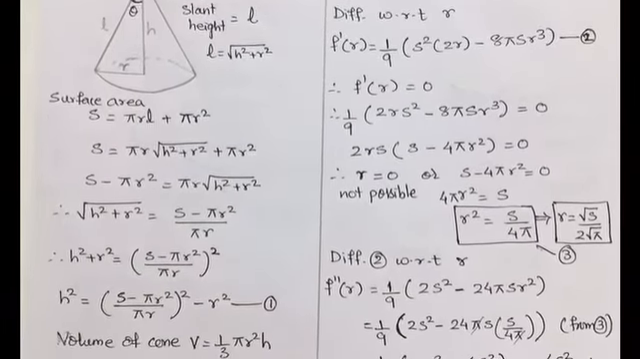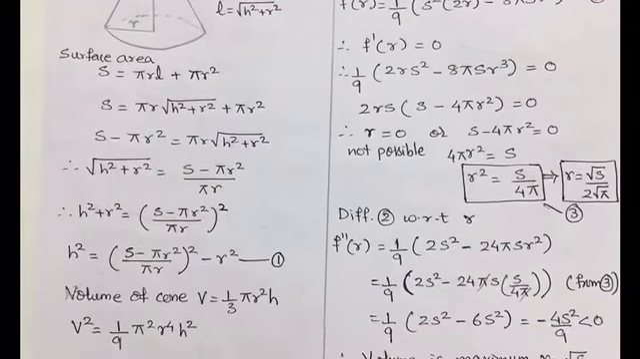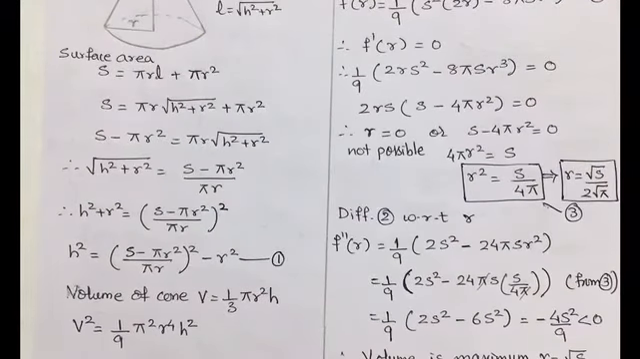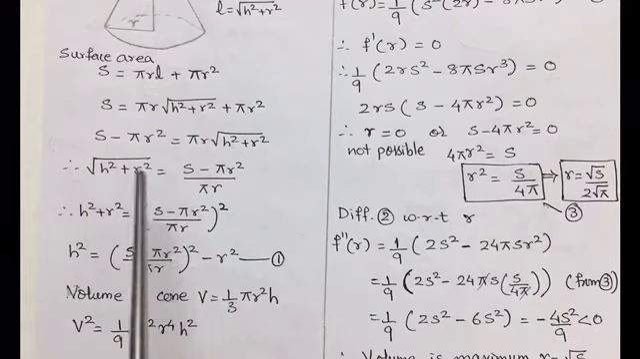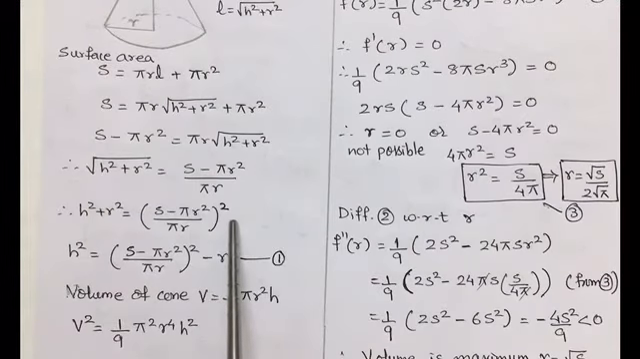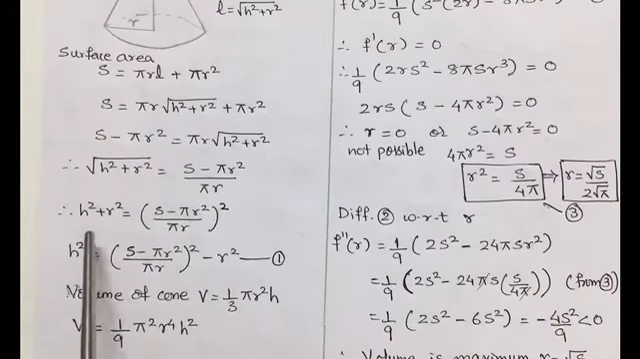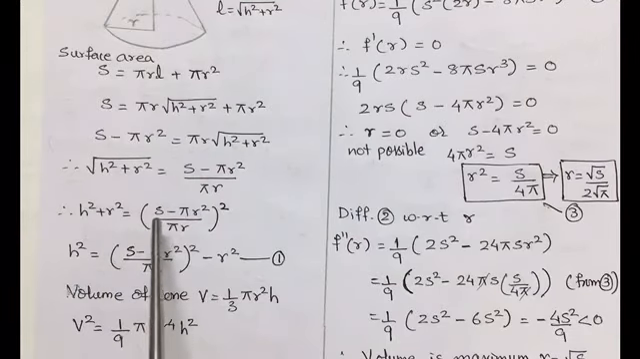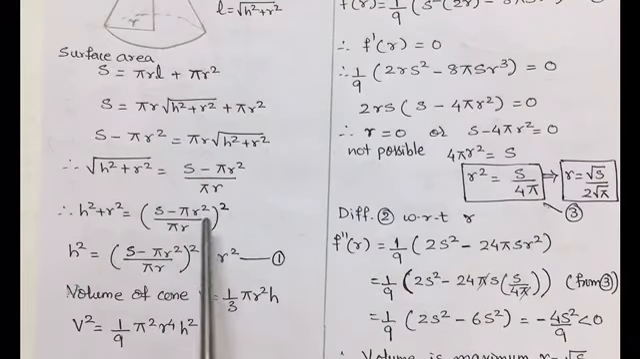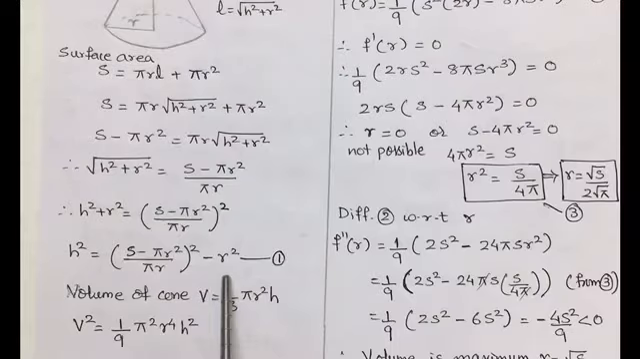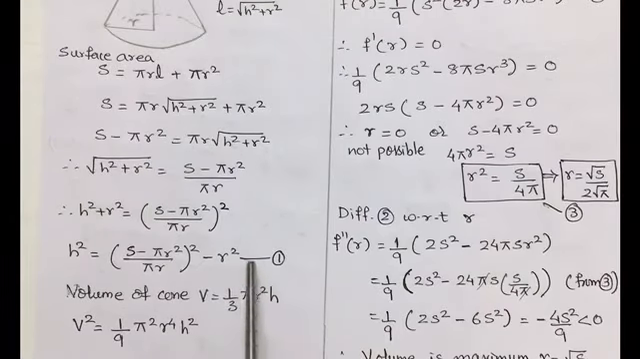Now to avoid more of the confusions and complications, root is removed, so the other side becomes square, and we get h square plus r square is equal to S minus pi r square upon pi r whole square. r square shifted the other side, it becomes minus r square. So h square is completely expressed in terms of r. So this statement we will mark it as 1.